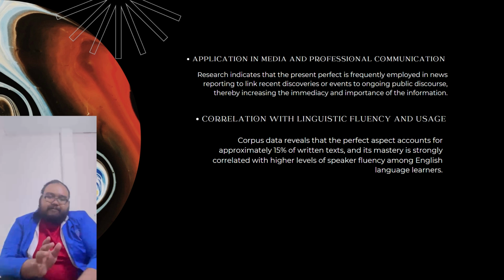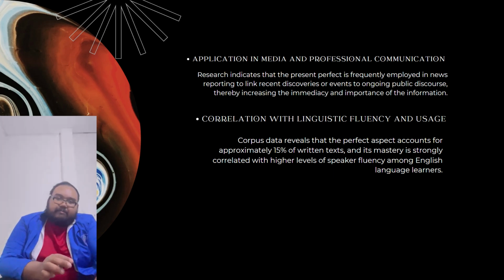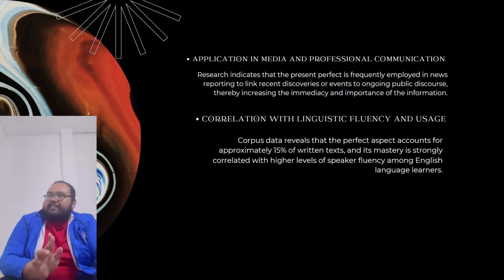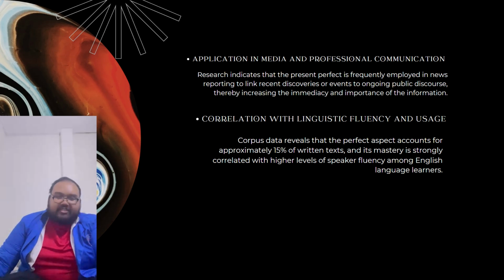And the fifth one, correlation with linguistic fluency and usage. Corpus data shows that the perfect aspect accounts for approximately 50% of written text and its mastery is strongly correlated with higher levels of speaker fluency among English language learners.